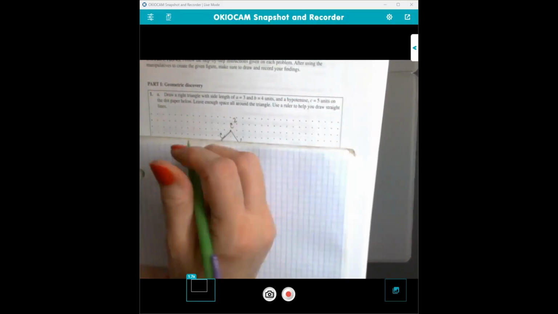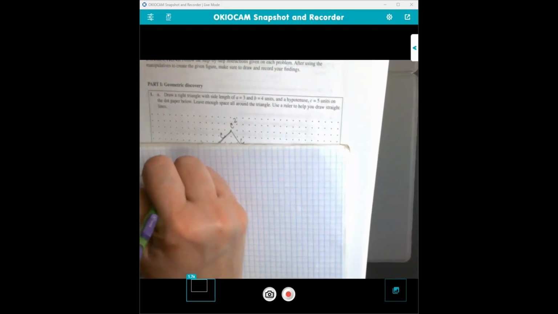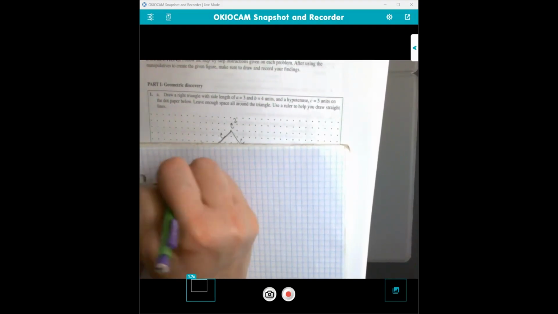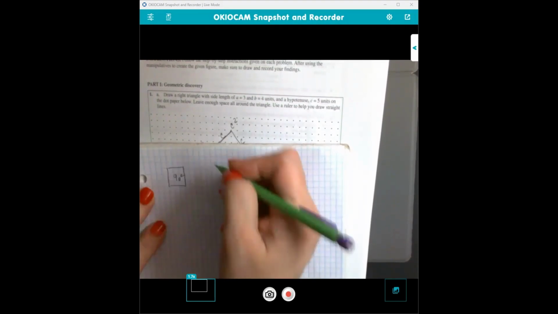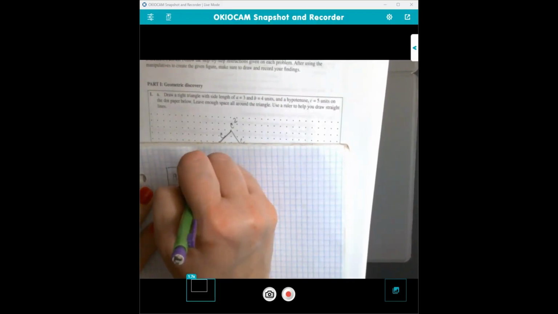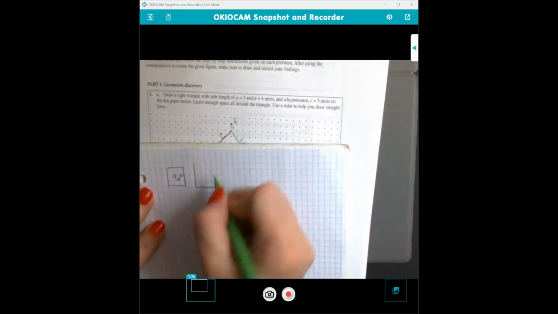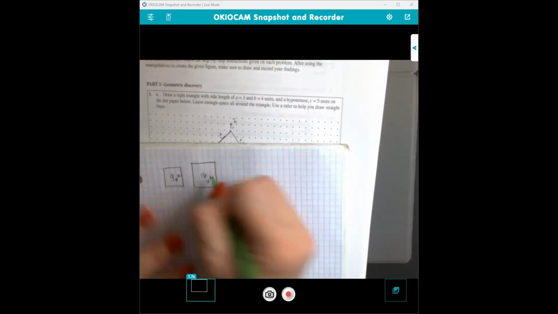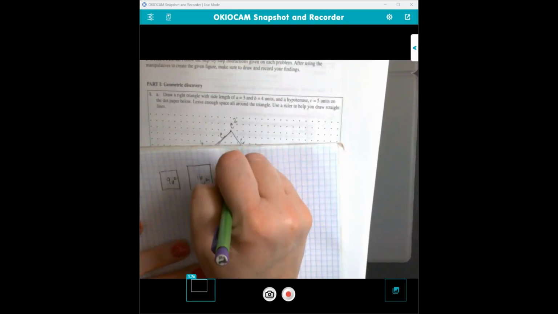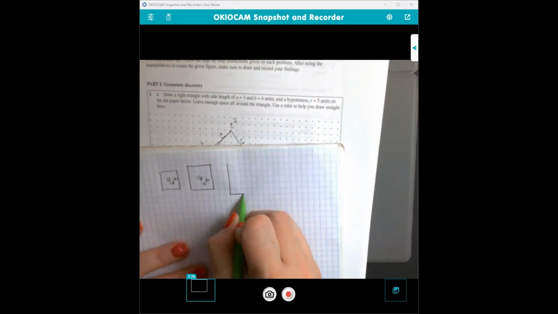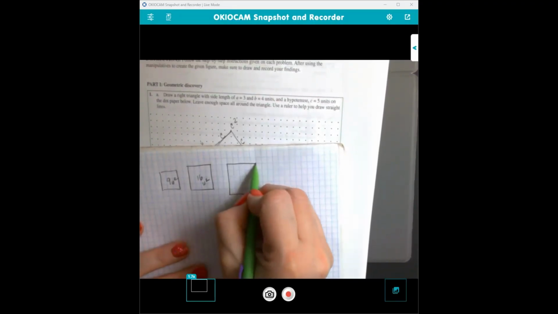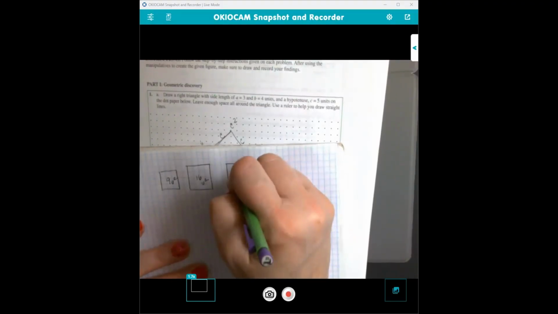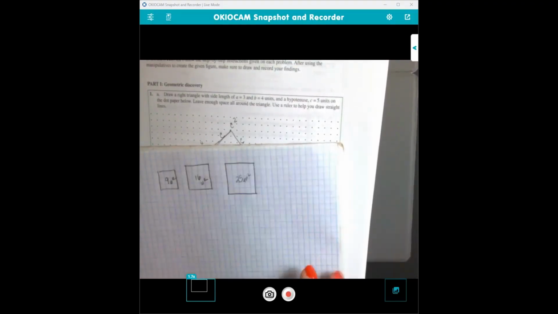Bear with me because I don't have it in here. But I'm going to do a 3 by 3, 1, 2, 3, 1, 2, 3. This is 9 units squared. And then I'm going to do 4 by 4, 1, 2, 3, 4, 1, 2, 3, 4, and that's 16 units squared. And then we're going to do 5 by 5, 1, 2, 3, 4, 5, 1, 2, 3, 4, 5, and you're going to make 25 units squared. Okay.